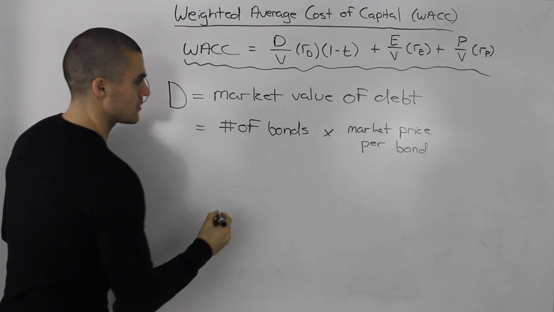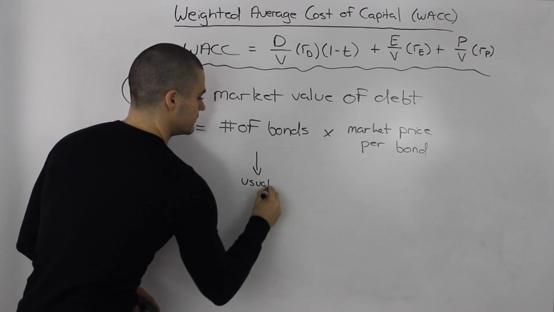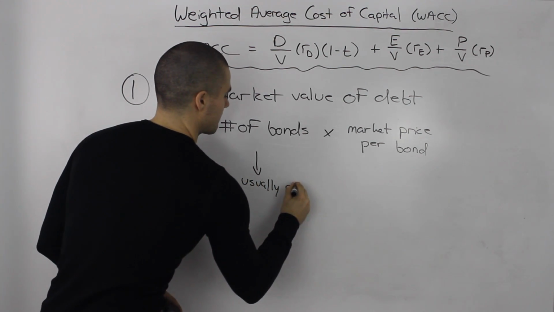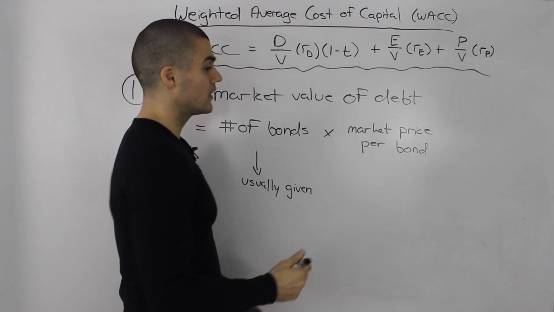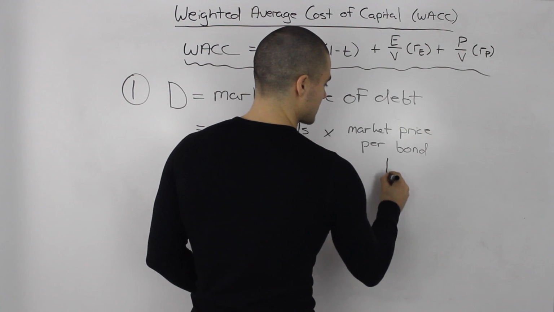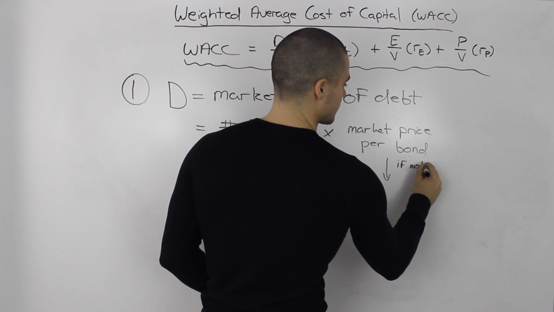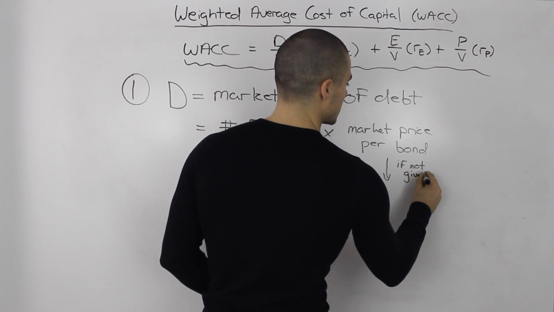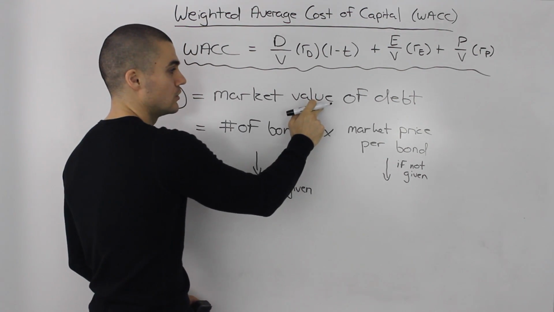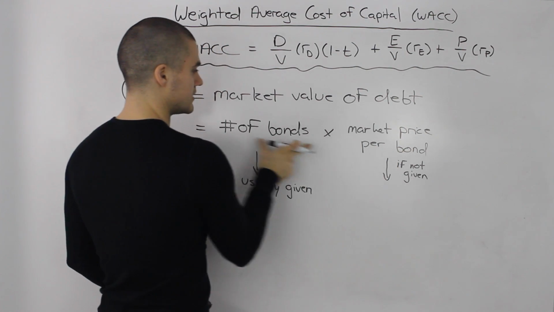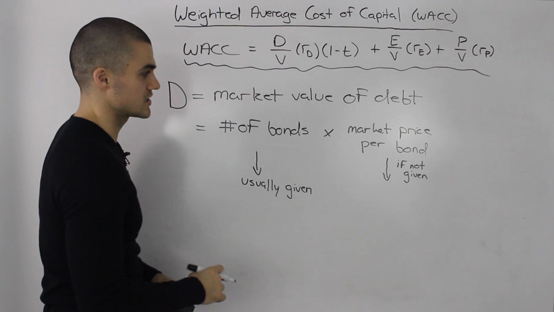All right. So the number of bonds part, this is usually given. And the market price per bond, that's sometimes given and sometimes not, right? If it is given, it's easy. All we do is take the market price of each bond, not the book value. Remember, this is the market value of each bond times the number of bonds, and we have our market value of debt, and we're done. We already know what the D portion is.